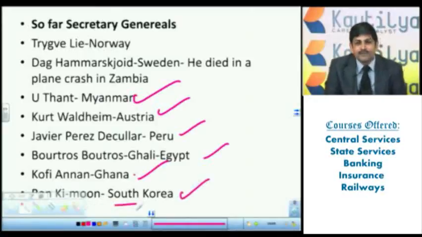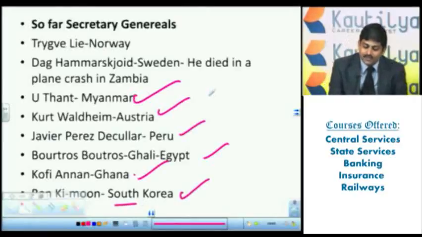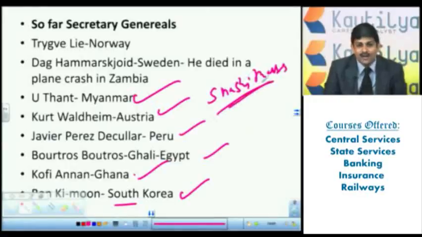When Ban Ki-moon became the Secretary General of the UNO during the elections, another person who contested against him was Shashi Tharoor. He is an Indian who contested against Ban Ki-moon.